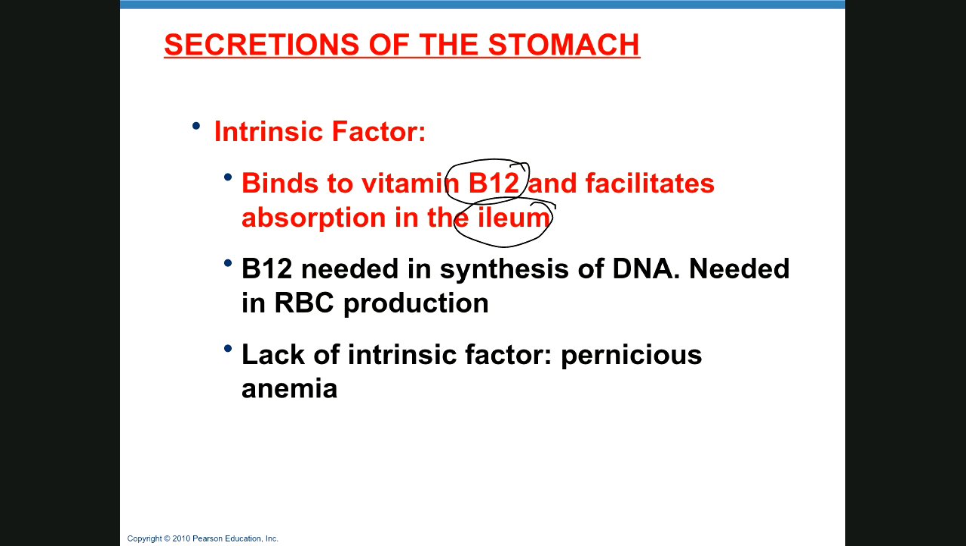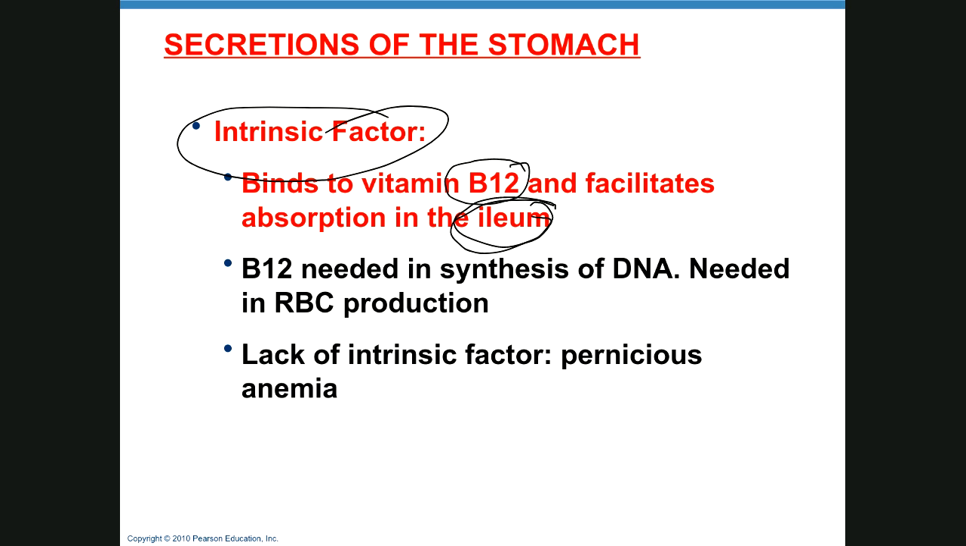So B12 is a vitamin that we get typically from proteins, from meats. So we need the acidity of the stomach to break down these proteins and release B12. Then we need intrinsic factor to bind to B12 and carry it all the way to the ileum, where intrinsic factor will be used to absorb the B12. So this is a complex process.